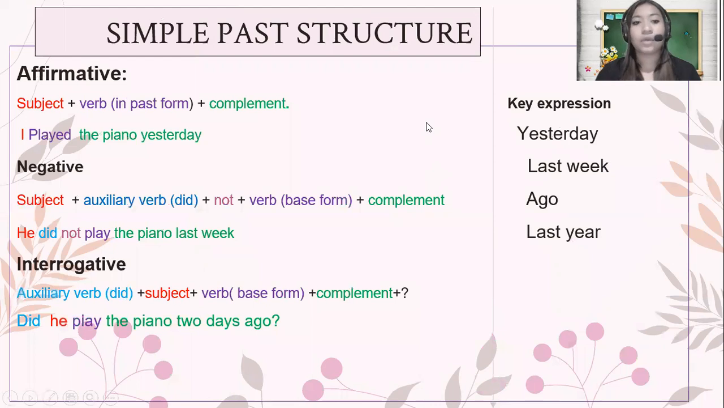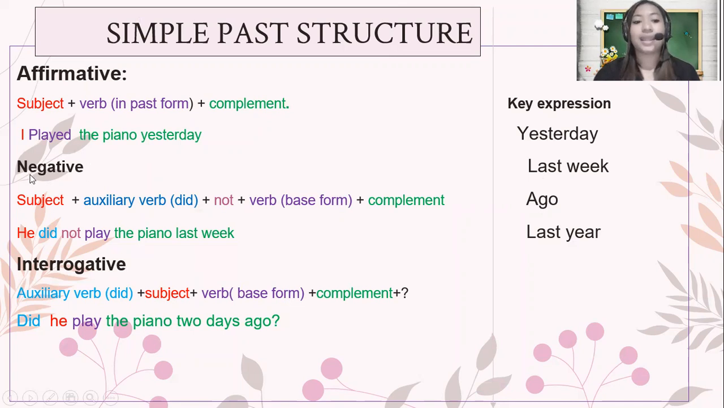Let's continue. Now we have the simple past structure. And here we have the key expressions: yesterday, last week, ago, and last year. These key expressions are going to help you understand when someone is speaking in the simple past. Here we have the affirmative form: subject plus verb in past form plus complement. So here is an example: I played the piano yesterday.